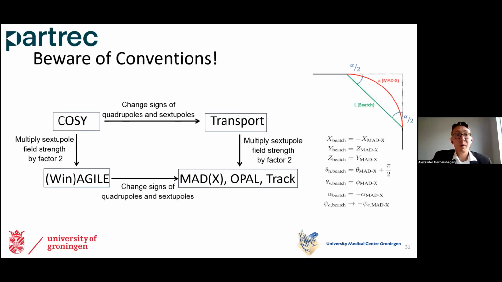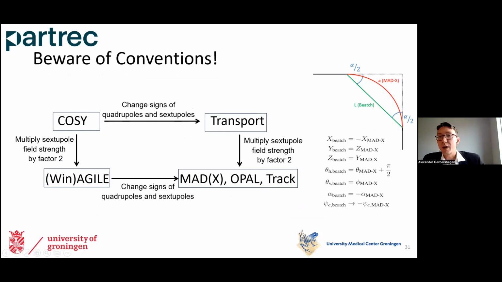Just a warning: beware of conventions. If you are switching between codes, we found, for example at PSI, that COSY, Transport, MEDEX, and WinAgile have different definitions of the signs for quadrupole and sextupole fields. So plus and minus are switched. Also, you have the Taylor expansion component, like 1/2 for sextupole, which you have to artificially introduce if you are switching from one code to another in some cases. So please check exactly how the fields are defined.